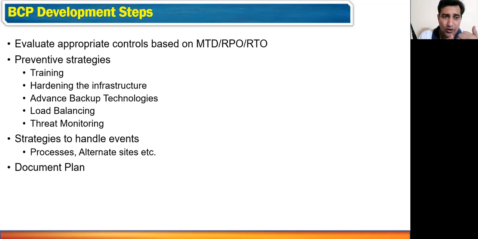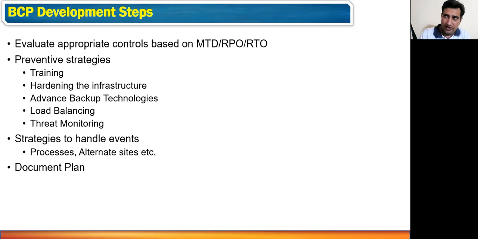What you can do is train your people. You can harden the infrastructure and make it much more robust. And if there is more exposure, if these things are more exposed to the threats, we will try to cover that up. Advanced backup technologies we may bring in. We may also rely on some kind of load balancing, and then threat monitoring. Threat monitoring for what? Because you want to be proactive here, right? So these are some preventive strategies which you can have.